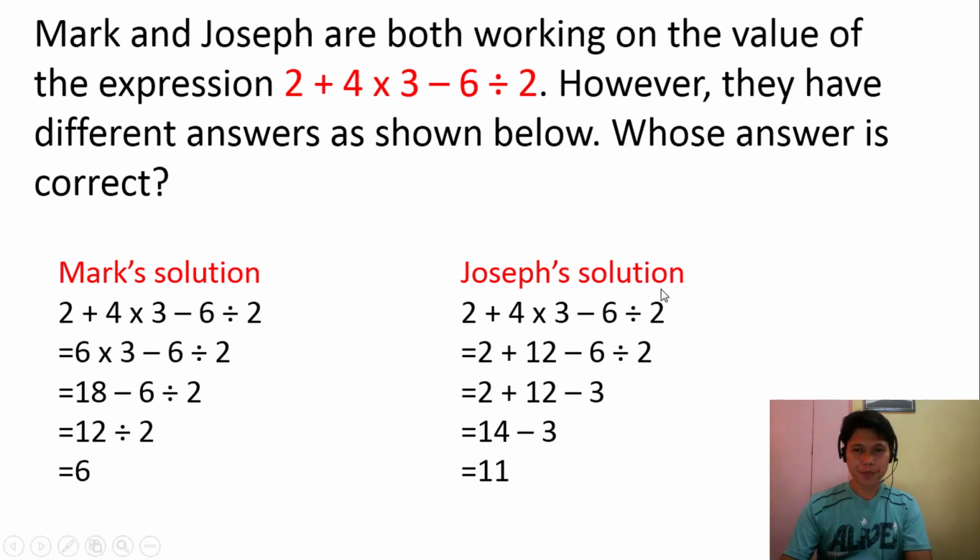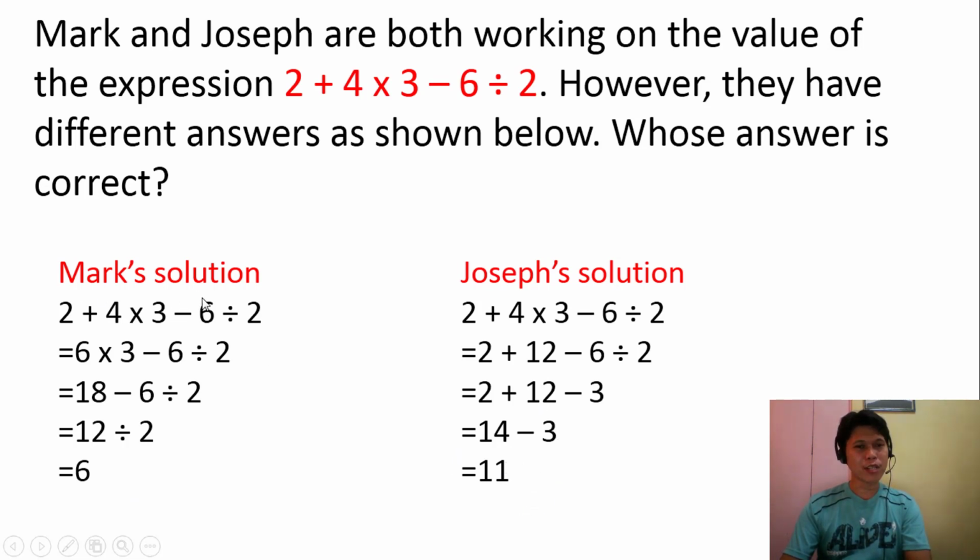For Joseph, instead of adding first 2 plus 4, he multiplied 4 times 3 first. So 4 times 3 is 12. So 2 plus 12 minus 6 divided by 2. And then he performed the division next. So 6 divided by 2 is 3. So 2 plus 12 minus 3, and then 2 plus 12 is 14, minus 3 is 11. So Mark's answer is 6, while Joseph's solution is 11.